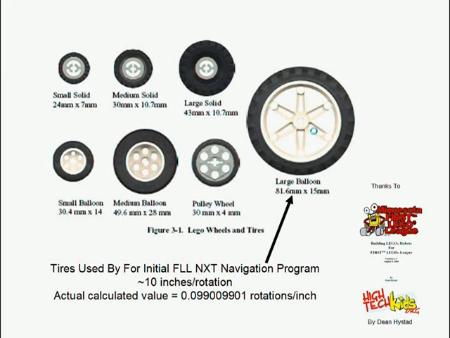And so here are the different types of wheels, ranging from the smallest one to the largest one. We used the largest one, which has 10 inches per rotation, and it's actually like 0.0999, so it's really close to 0.01 rotation. Like 1 inch is about 0.01 rotation, which is very easy to calculate.